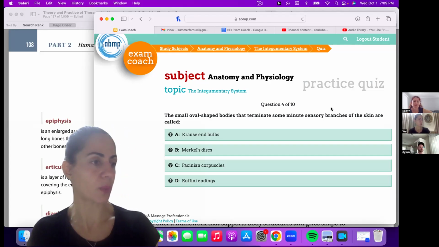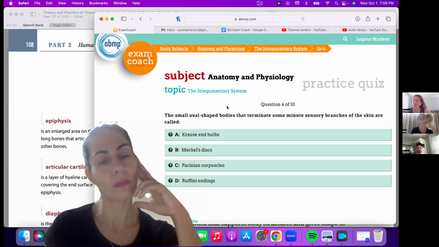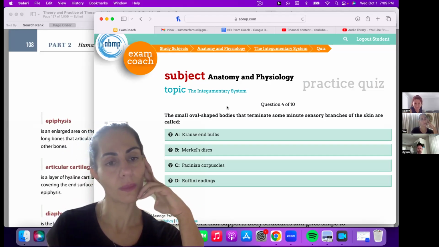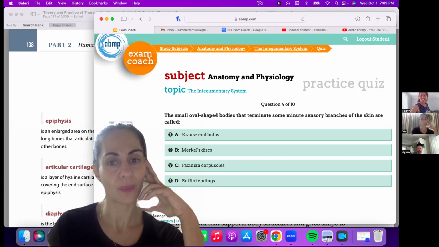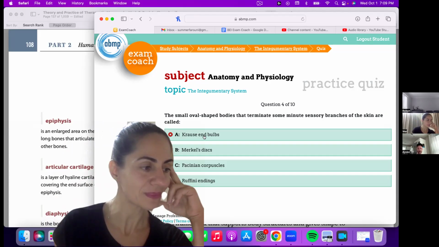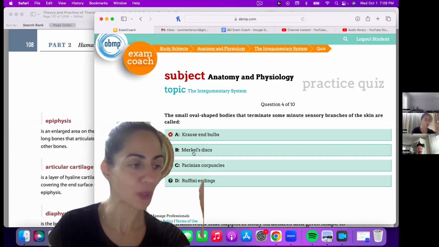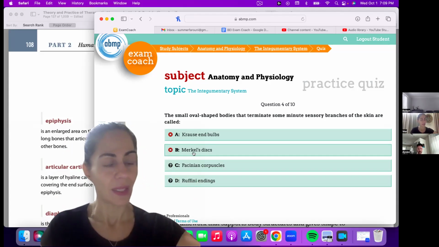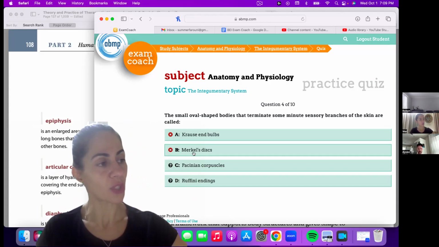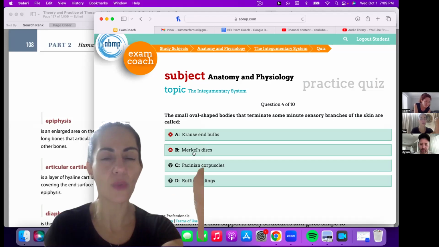Which one do you think that would be? Well, it must be A. I'm sorry, I have to step away and shut my dogs up. But I think it's A. Krause end bulbs? Mm-mm. Merkel's? No, these Merkels, if you look at the picture, do you see those? They're closer to the epidermis. They look like branches. They're more for lighter touch.